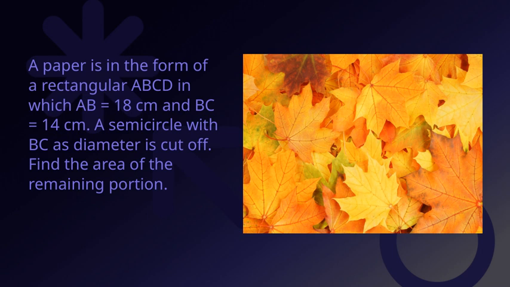Our goal is to find the area of the remaining portion of the paper after the semicircle is cut out. To do this, we'll first find the area of the entire rectangle, then subtract the area of the semicircle that was removed. This problem nicely combines basic geometric shapes, rectangles and semicircles, and demonstrates how to handle composite figures.